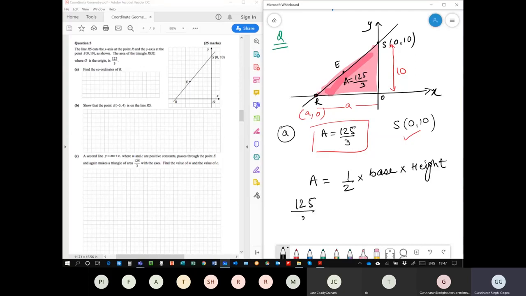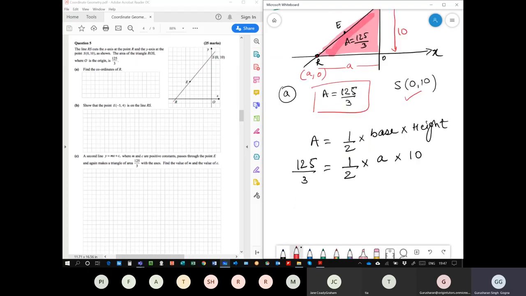Area is 125 over 3, which is given, half base, we don't know, so let's call this A, and height I already know, which is 10. Based on that, I can get the value of A. How to get it? 10 divided by 2 is 5, and then I'm dividing both sides by 5. So you will get A equal to 125 divided by 5 is 25, so 25 divided by 3. That's the value of A. But that's the length. A is a length, so that's why you got a positive answer.